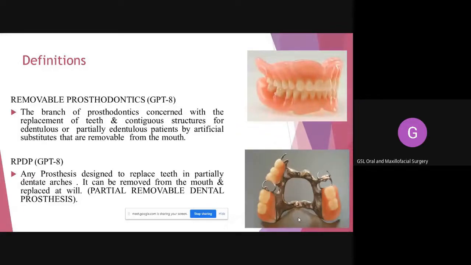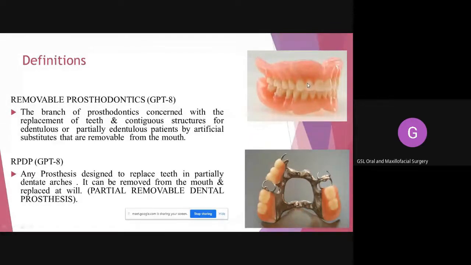According to the glossary of prosthodontic terms, removable prosthodontics is defined as a branch of prosthodontics concerned with the replacement of teeth and contiguous structures for edentulous or partially edentulous patients by artificial substitutes that are removable from the mouth. You can see here two pictures, the complete denture and the partial denture.